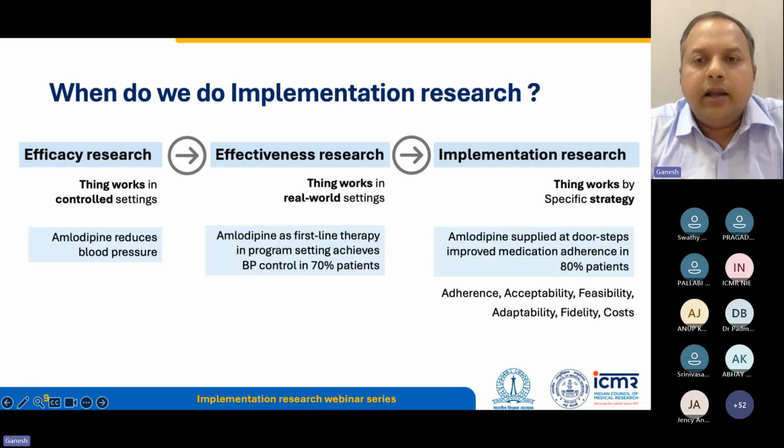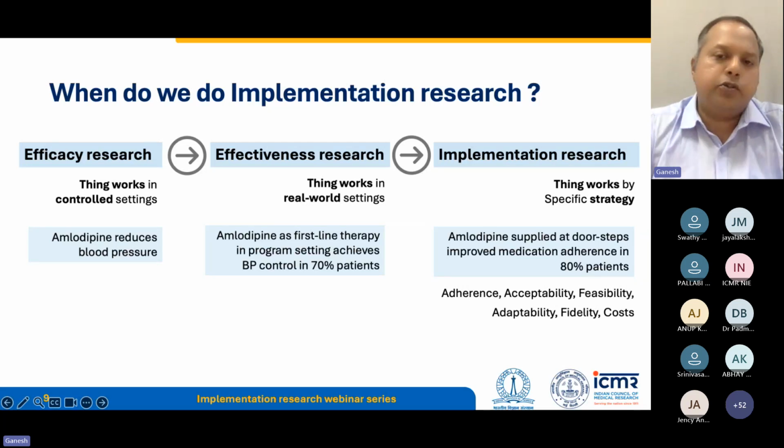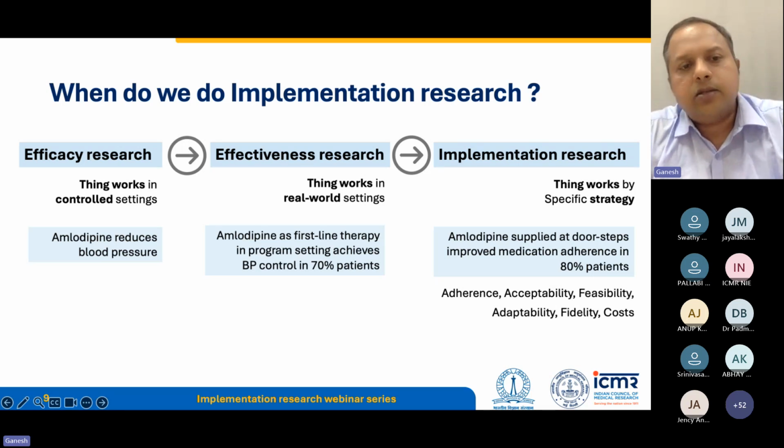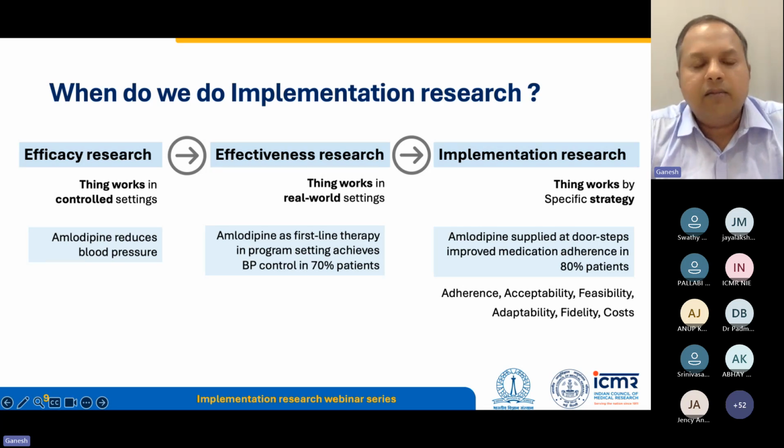Moving ahead, when do we do implementation research? So far, you would have understood multiple ways how implementation research, context related to that, implementation research questions, implementation research objectives. Now, when are we actually supposed to do that? You all understand that efficacy research is whether things work in a controlled setting. Effectiveness research is whether things work in a real-world setting. And implementation research is whether things work by a specific strategy, which is an implementation strategy.